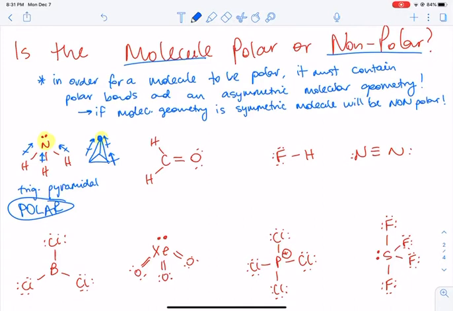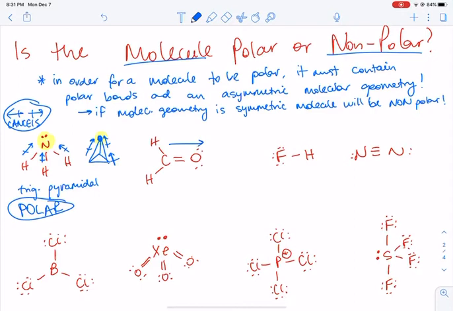What happens is, in a symmetric molecule, they can cancel each other out. If they point away from each other, they cancel out. As an example, like this cancels each other out. Here you'll see that they do not point away from each other. They're all pointing in the same direction.